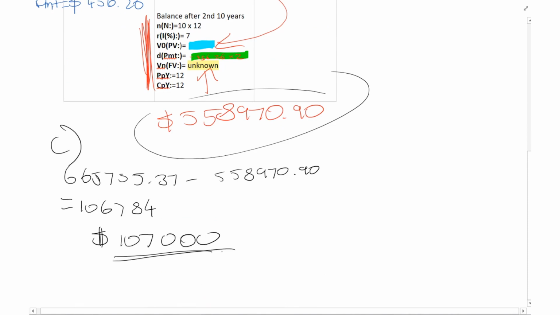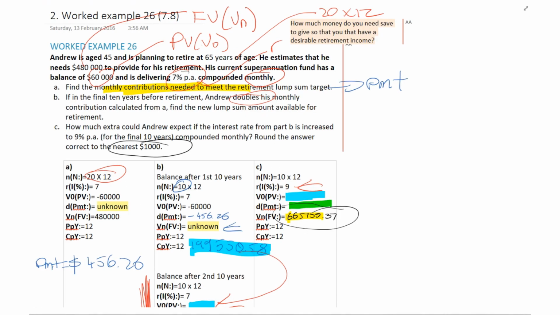$107,000. Okay, so you'd write a nice little statement saying, if you increase the interest rate to 9% for the final 10 years, you would expect an extra $107,000, correct to the nearest $1,000. Okay, so that's how you'd answer that particular type of question.